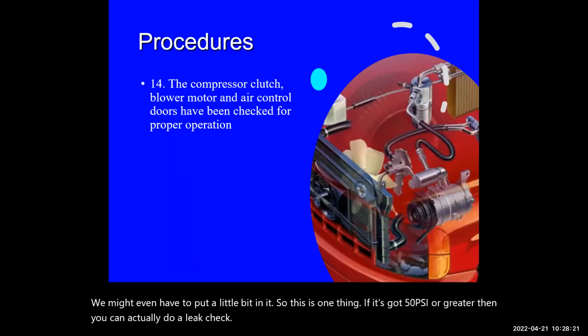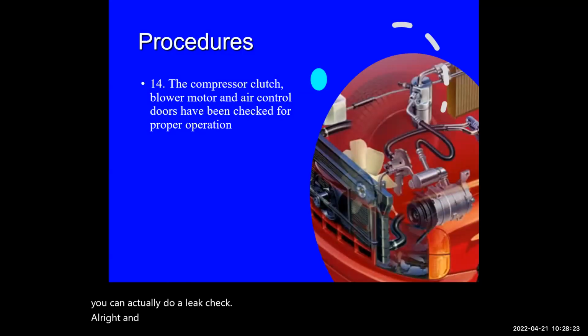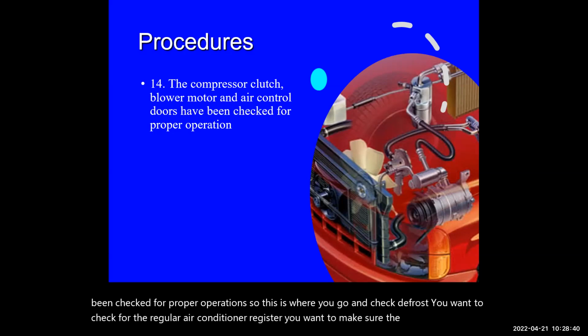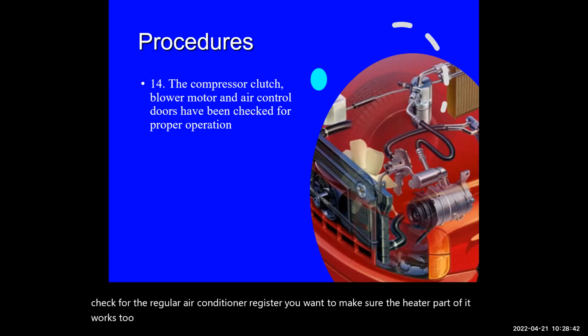All right. And the compressor, clutch, blower motor, and air control doors have been checked for proper operation. So this is where you go and check defrost. You want to check the regular air conditioner register. You want to make sure the heater part of it works too. So you want to make sure all that is working properly.